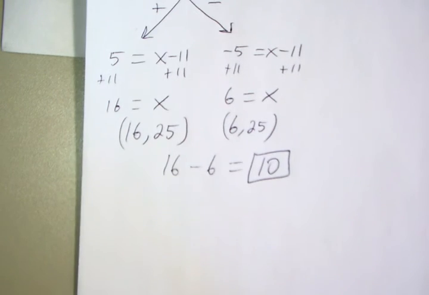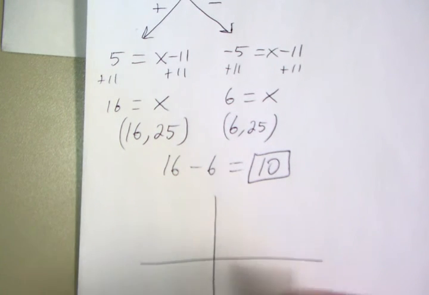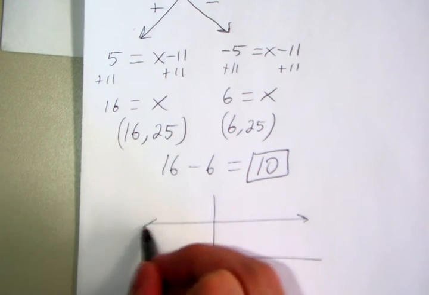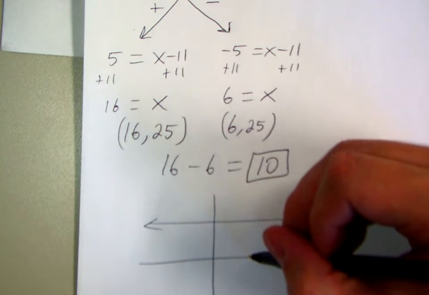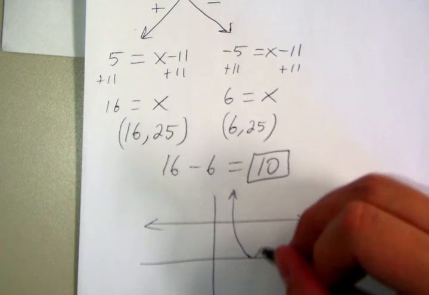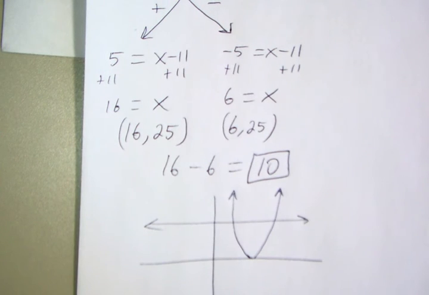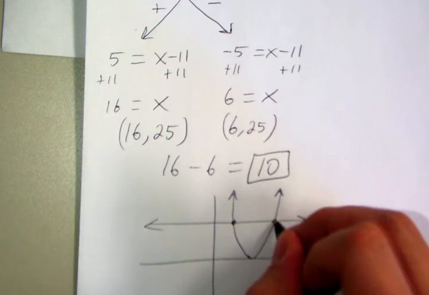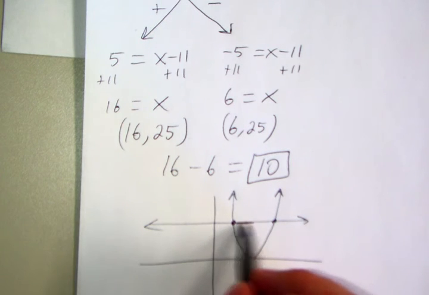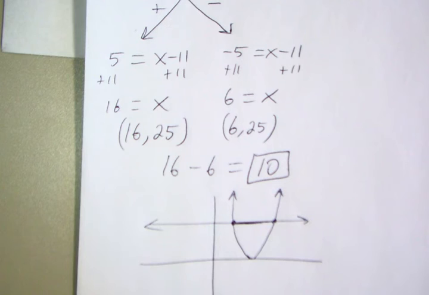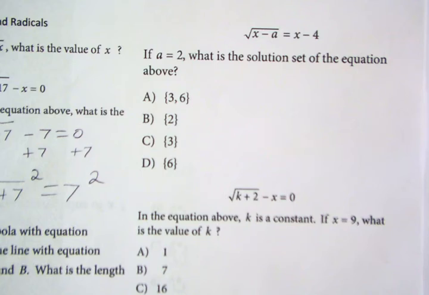If we wanted to see what this looked like graphically, here's our line y is equal to 25, and here's our parabola, I should say, y is equal to (x minus 11) squared. They cross here at 2 points, 6, 25 and 16, 25. So our answer 10 represents the distance between these 2 points of intersection, but you didn't have to graph it.